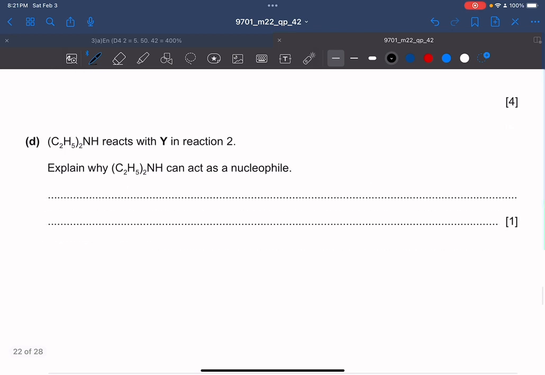Very neat mechanism. So explain why C2H5NH can act as a nucleophile. Basically, nitrogen here has a lone pair, which it can donate.